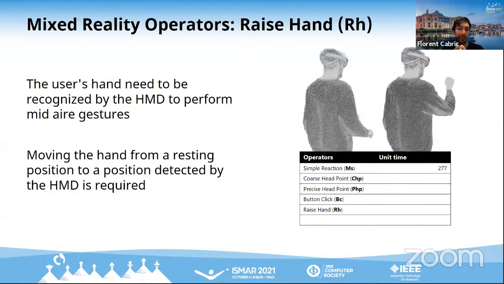As I said, we can also perform a mid-air gesture to validate a pointing task. HMDs now can recognize a gesture with the arm or with the hand. But to detect these gestures, the hand must be detected in the field of view of the HMD. So the user has to move their arm from a resting position to a position detected by the HMD. The raise hand operator models this action.